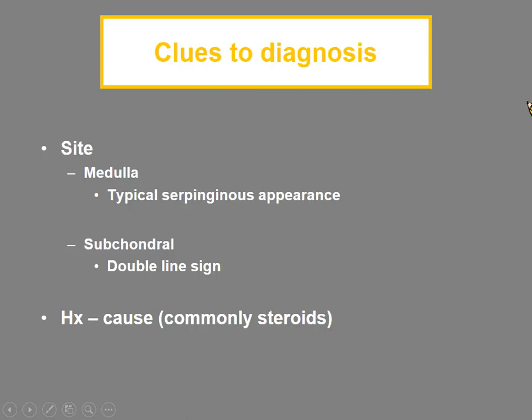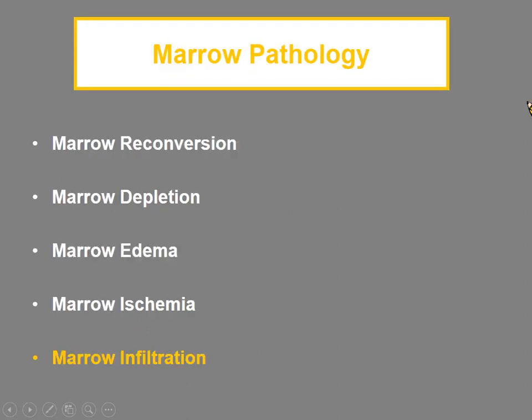So the clues to diagnosis really are the appearance and the location. When it occurs in the medulla, it has a very typical serpiginous appearance, and if it manifests as avascular necrosis, it tends to involve the subchondral area, and it may give a double-line sign. And of course, it is useful to look at the history as to a possible etiology for the avascular necrosis.